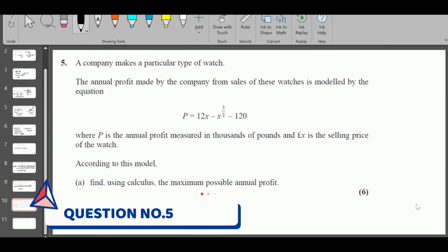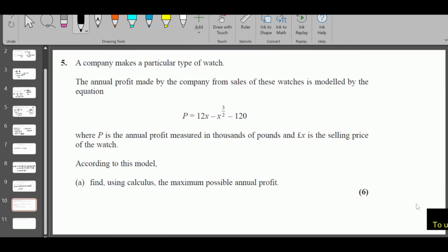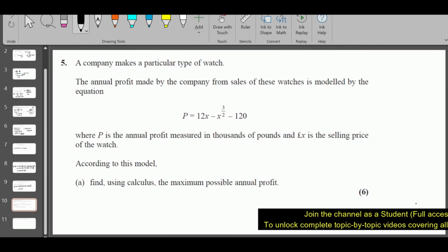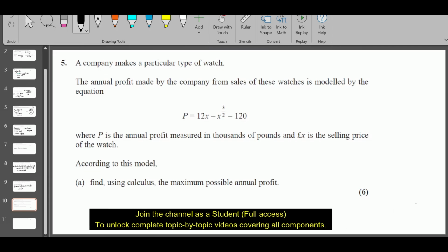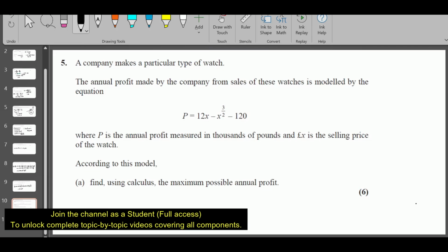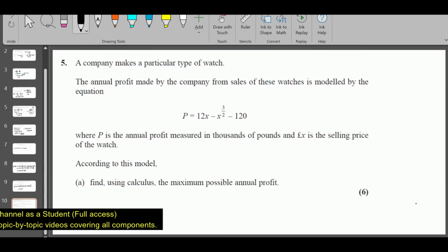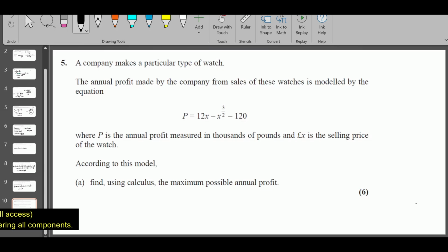Question number 5. Okay, that's a 6-mark question. A company makes a particular type of watch. The annual profit made by the company from sales of these watches is modeled by this equation, where P is the annual profit measured in thousands of pounds. That's very important. And x is the selling price of the watch. According to the model, find using calculus the maximum possible annual profit.